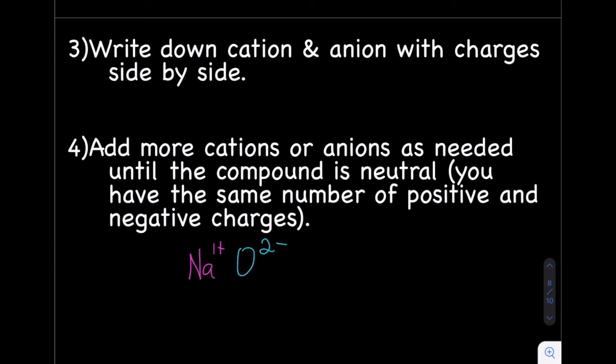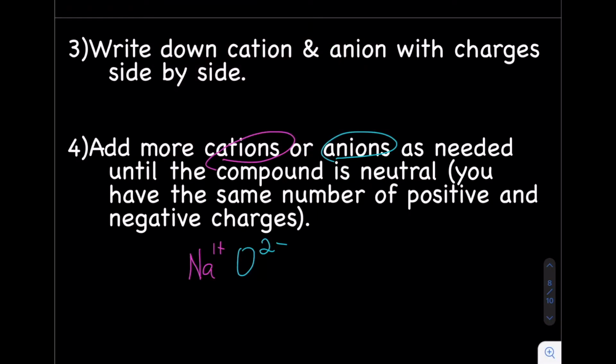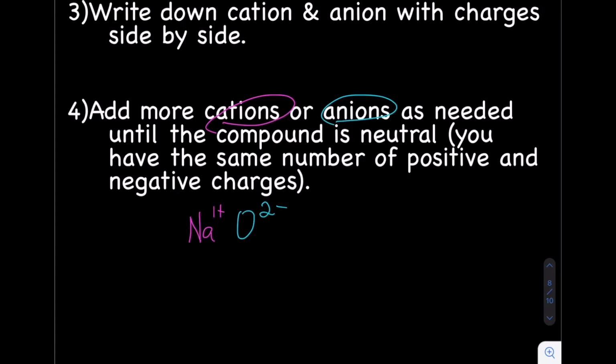All right, step 4. Add more cations or anions as needed until the compound is neutral. We need to have the same number of positive and negative charges. All right, so if we look right now, we have a total of 1 plus and 2 minus. That is not neutral. So what can we do?